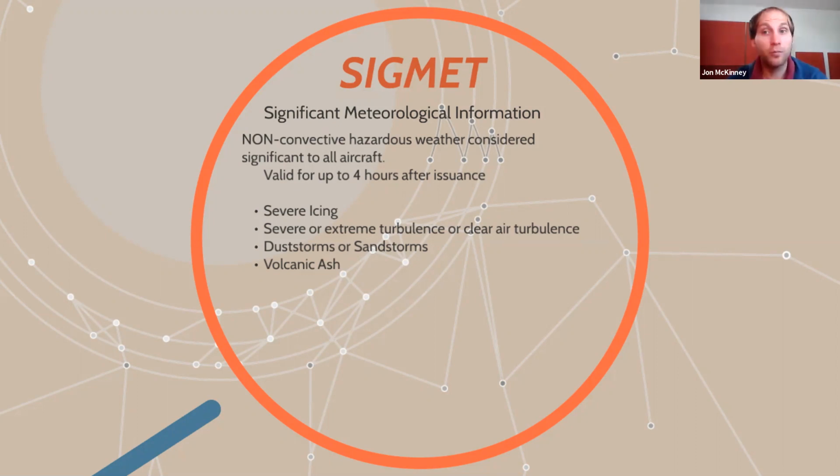SIGMET. What are some reasons we could see a SIGMET? Icing. That would be called SIGMET Zulu, and that would be for severe icing. It could be for severe or extreme turbulence, so that would be SIGMET Tango. It could also be for clear air turbulence, Tango. Dust storms and sandstorms are SIGMETs. Volcanic ash is a SIGMET.